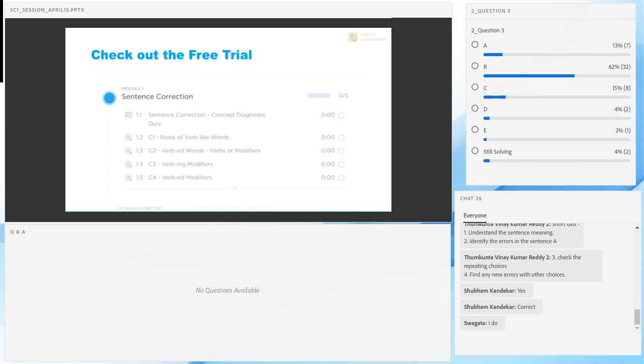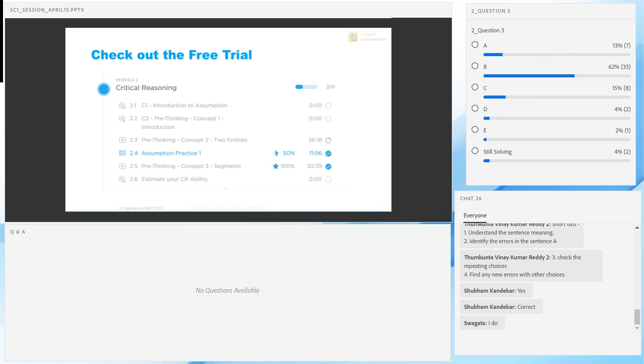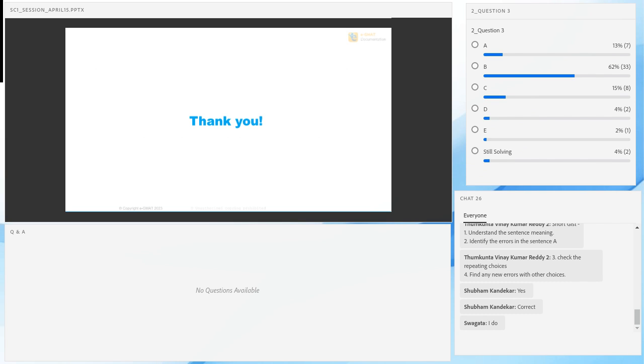Verb-ing modifiers, as I was talking about, C3 concept file. I think this covers the verb-ing modifiers, the concept that we were talking about, in terms of the modifier needing to make sense with the subject of the preceding clause. So you can look at that. Again, all of these concepts are very, very interesting. Similarly, we have a very new, actually this is not the latest free trial module for critical reasoning. This is the old one. So yeah, that's about it.